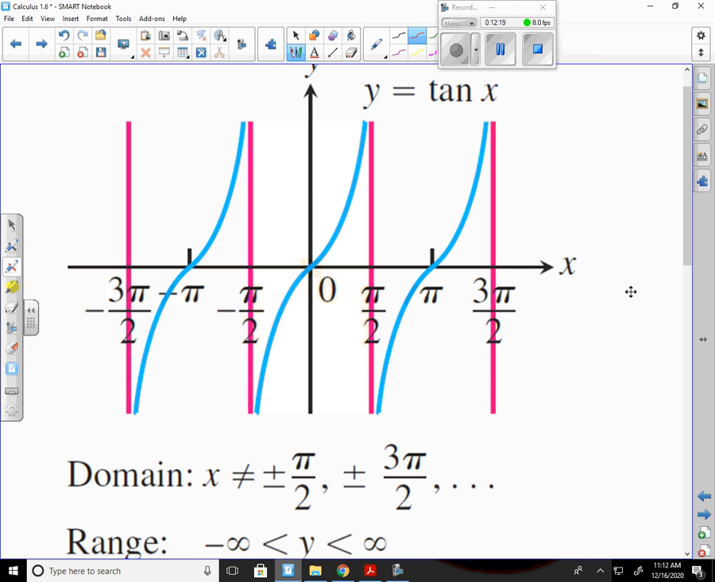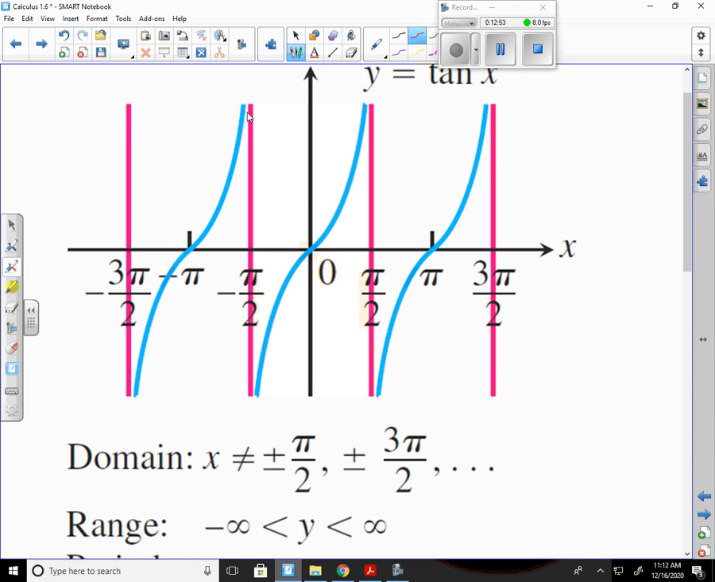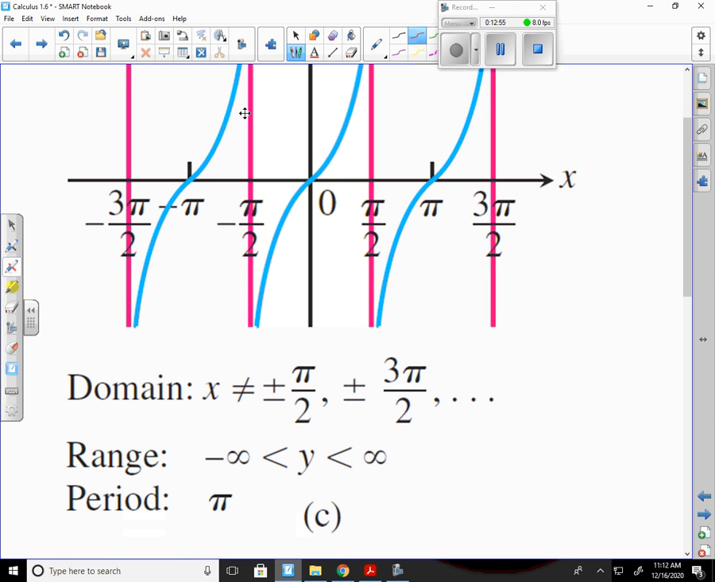So my domain tells me that x cannot be equal to positive or negative pi/2, positive or -3pi/2, and extending out to positive and -5pi/2, 7pi/2, 9pi/2, 11pi/2, going up by 2 on our numerator each time. Our range in this case goes from -infinity to infinity because this keeps dropping down further and further as I get closer to -3pi/2 and as I get closer to -pi/2. And in this case, our period is pi.